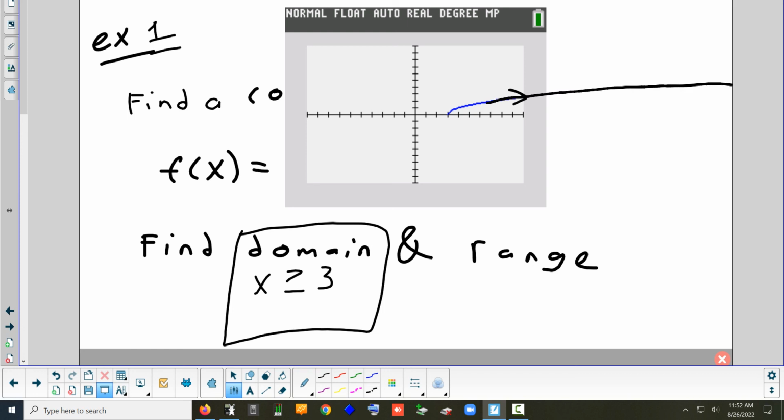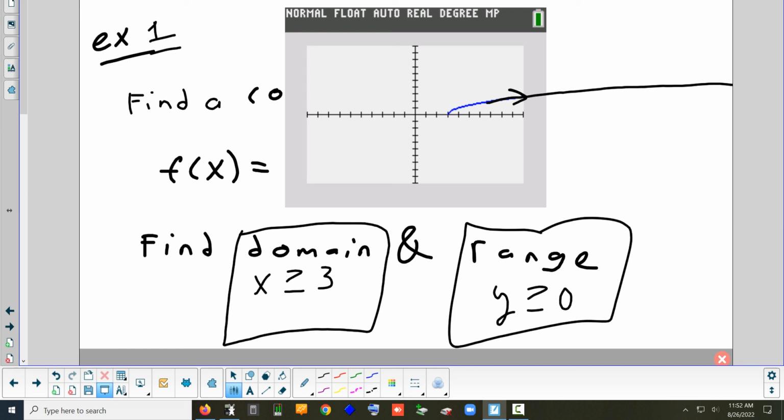Yeah. This is a parabola. That's a trick question. So it's just going to keep slowly rising. So the range is every number from 0 up. The lowest it goes is 0. The highest it goes, there is no limit. It just keeps going up.